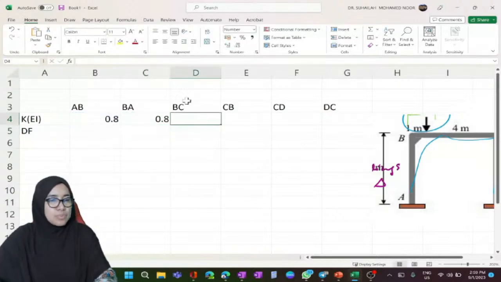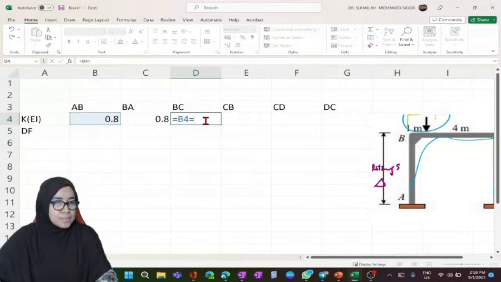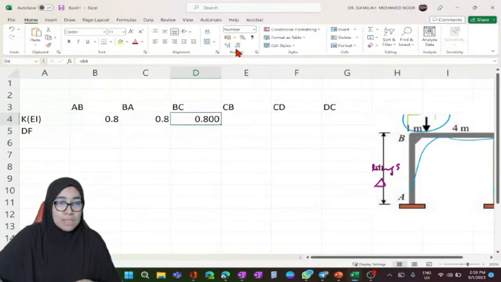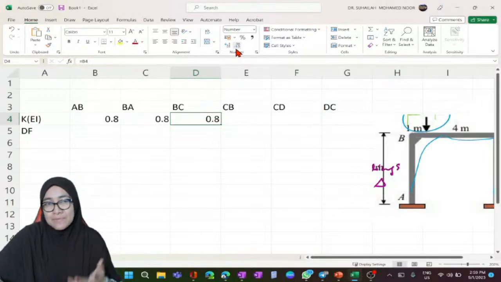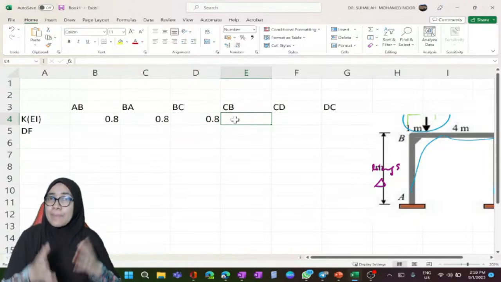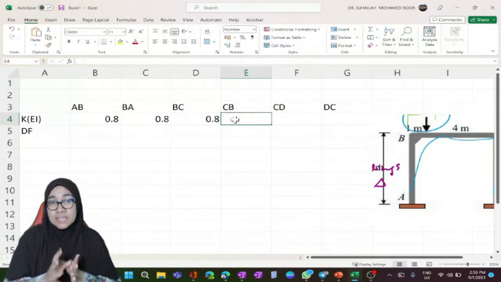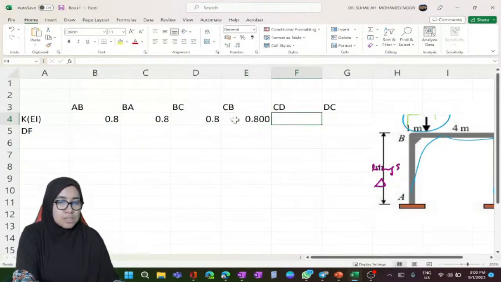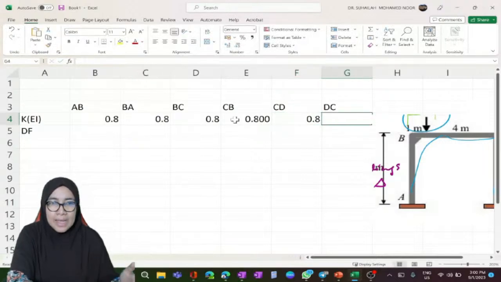We get all 0.8. Actually, we only have three values of K, because K is for the element, K is for the member. Okay. And moment we have 6, but member we have 3. So we share the same value for AB and BA because it is the same. We have all 0.8 because EI is constant, length also constant.